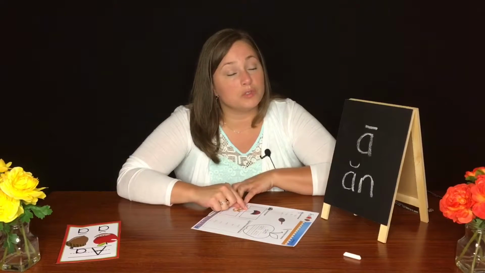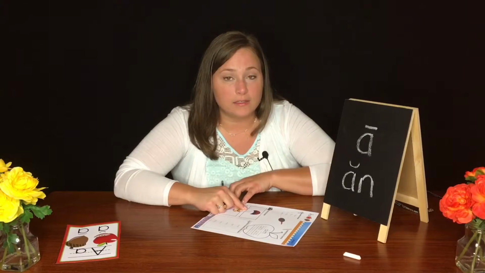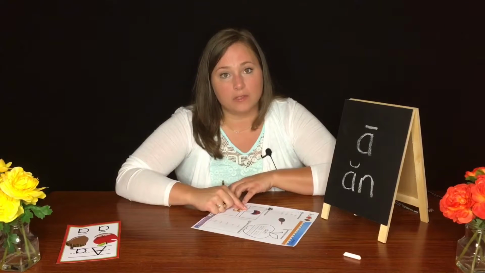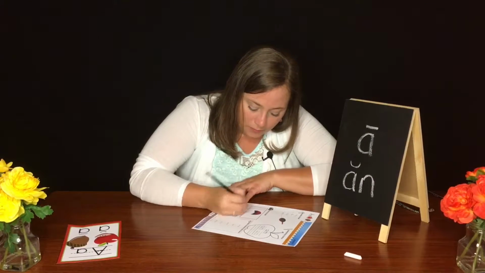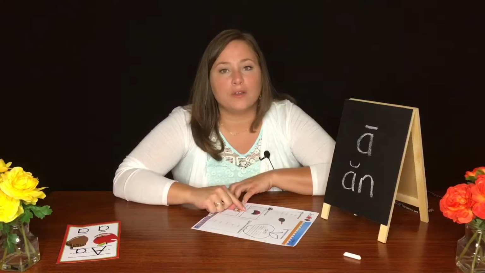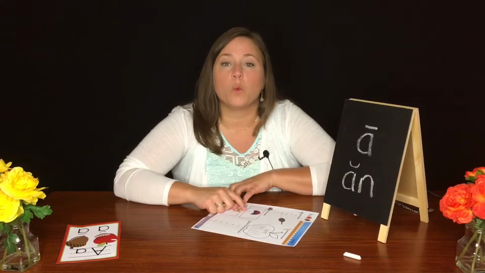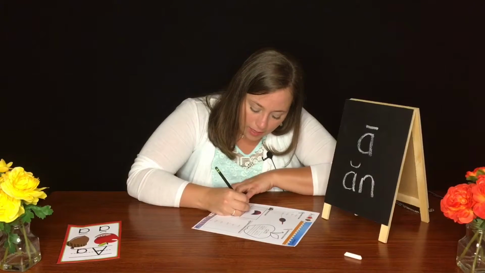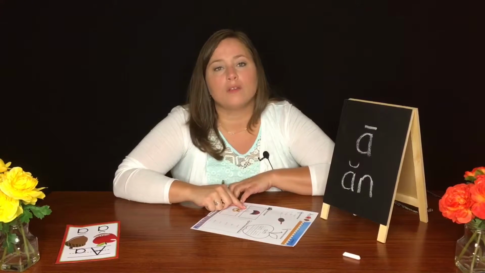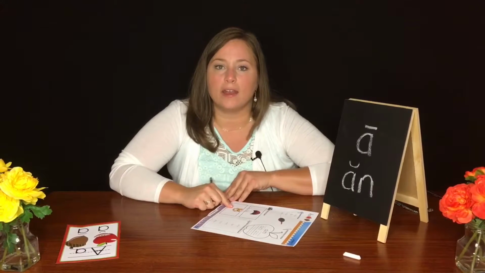And then we also just talked about what the middle sound was, and what was that? A. What letter makes the A sound? The letter A. Yes, so let's write A in the middle. And then the final sound you heard in that word, cap, was P. What letter makes the P sound? P. Yes, so let's write P in our last blank, and we just spelled cap. Very good. All right, we have one more picture to look at and spell.